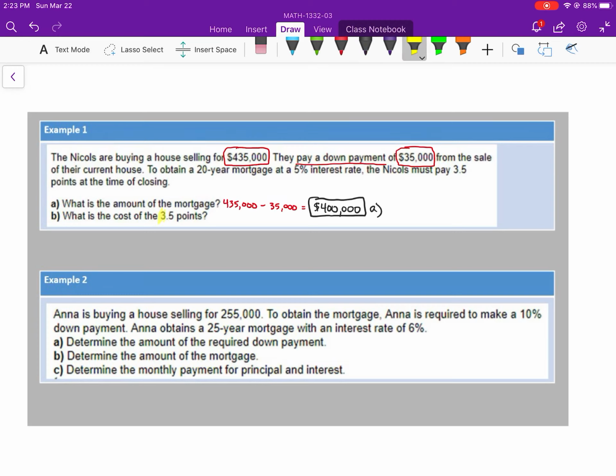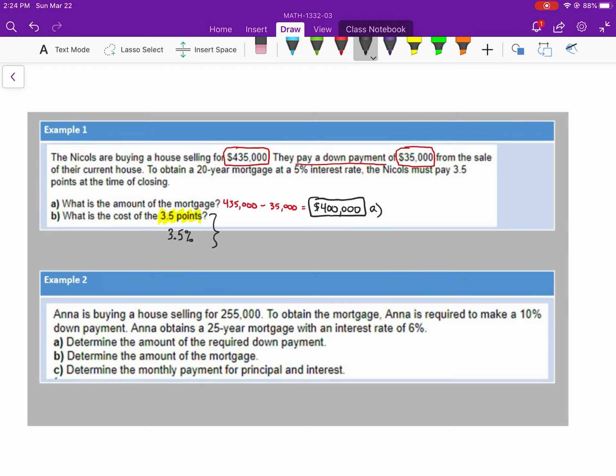All right, B, what is the cost of the 3.5 points? Now, this always seems to throw people off, 3.5 points. When you see 3.5 points, I want you to think percentage, because that's exactly what that is. That's 3.5%. So they are going to have to pay 3.5% at the time of closing, to be able to attain this 20-year mortgage at a 5% interest rate. The mortgage company, which could be a bank, is telling them that they have to pay 3.5 points, which is 3.5%.